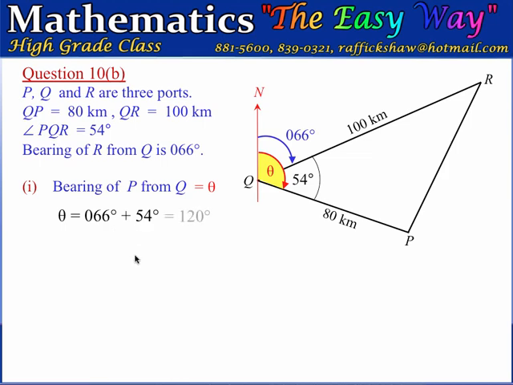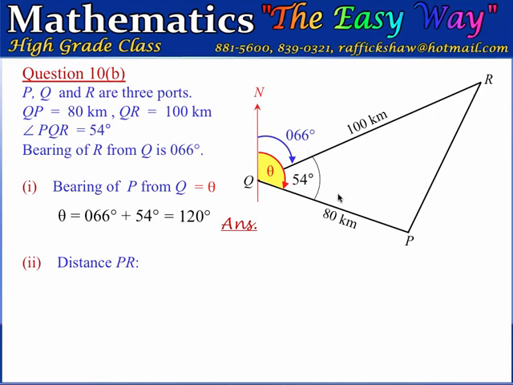And when we do that calculation, the result is 120 degrees. That is, the bearing of P from Q is 120 degrees. Part 2 now wants us to calculate the distance PR. That's the distance right here. And we have to work in this triangle to calculate this distance PR.